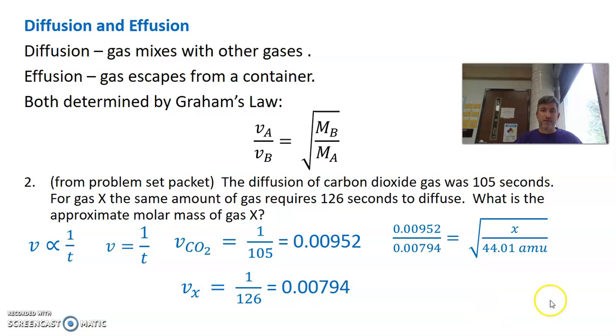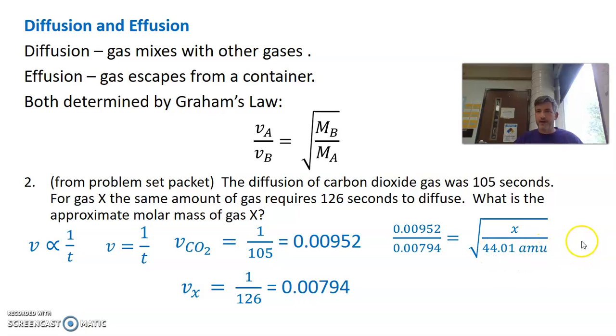Now it just becomes a matter of plugging into the equation. Notice I put the relative velocity of CO2, 0.00952, on top, so I'm calling CO2 gas A, and it doesn't really matter which one we make gas A. I'm calling the unknown gas gas B, putting it on the bottom, but be careful: when you go to the other side with the molar masses, B goes on top. That's why I put an X up there, because we don't know the molar mass of gas X. Then I put the molar mass of CO2 on the bottom.